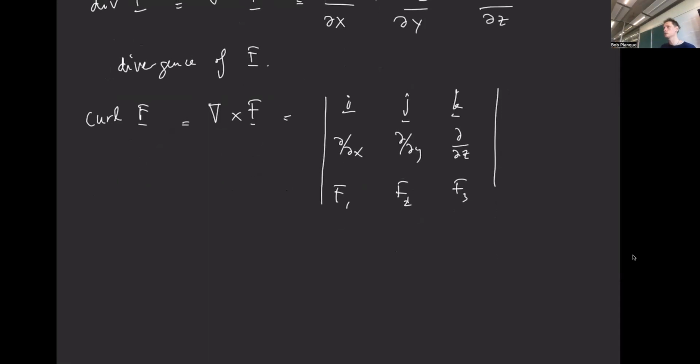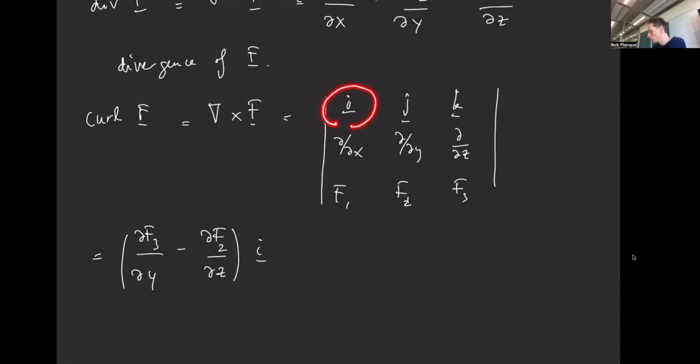So if you work that out by just keeping your head down and not thinking, then you'll see that you get these 2 by 2 subdeterminants where this one, for instance, is the first one. So it's i times this 2 by 2 determinant, which gives you d/dy of f3 minus d/dz of f2. Yeah, so this is not really a multiplication of one with the other. It should really be seen as taking a derivative of a function. So that's the first one.